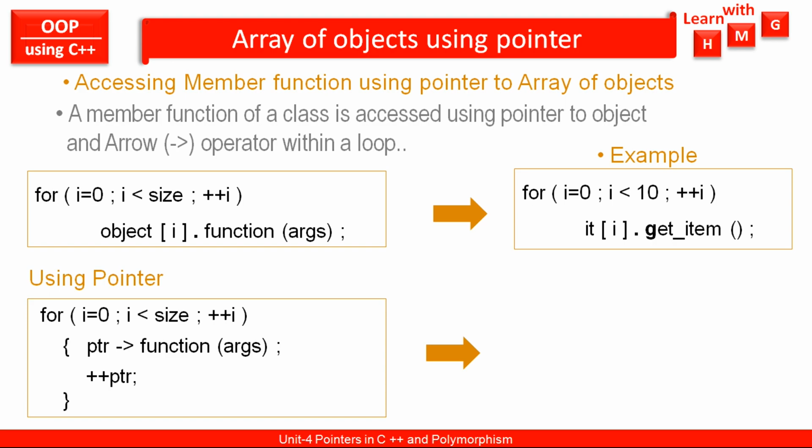Then we have to move the pointer physically to the next element within the array, and that is done using this increment pointer operation, plus plus ptr, so that the pointer will point to the next element, that is the next object within the array of objects. That pointer will point to the next object, and for that object the function will be called, and so on for n number of objects within an array.